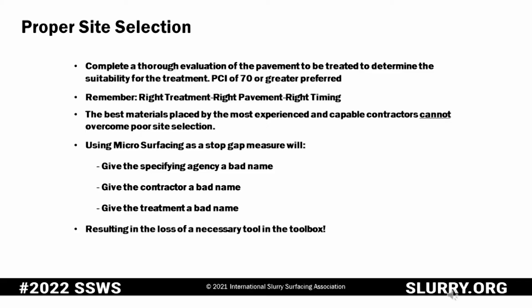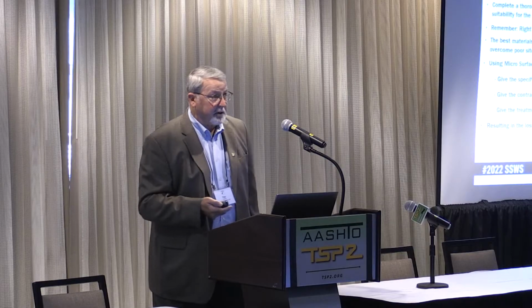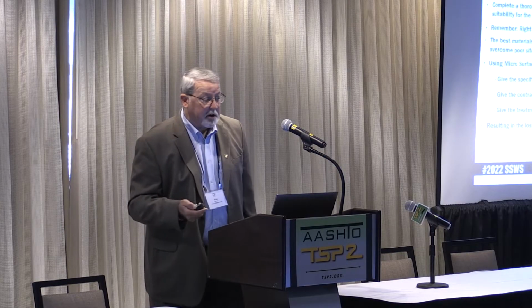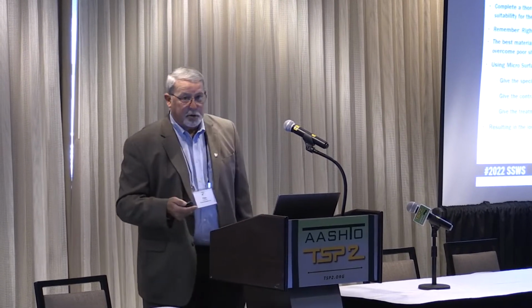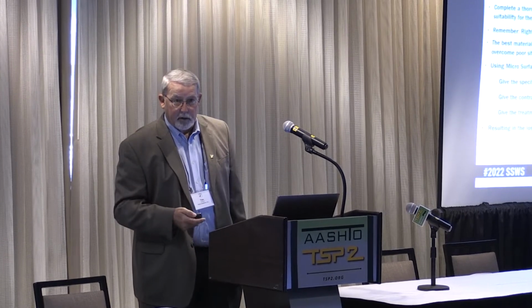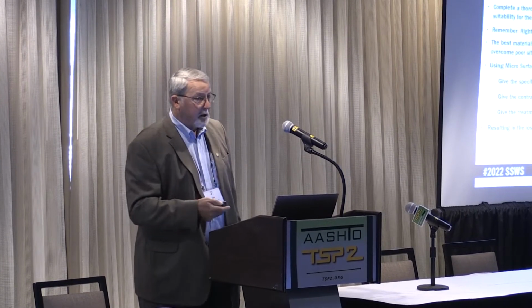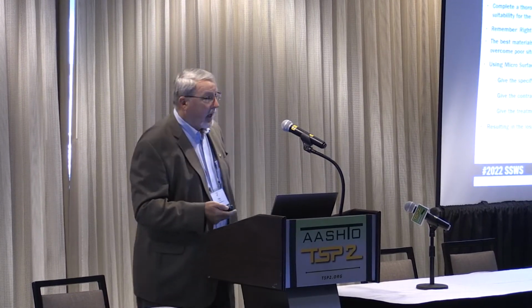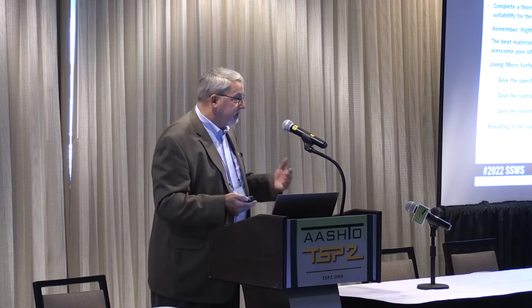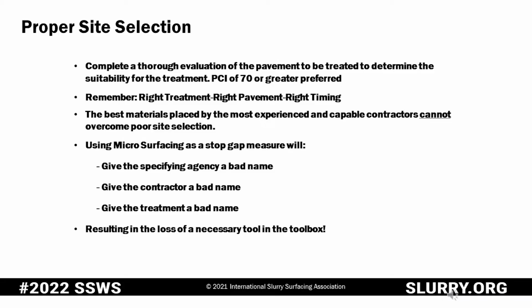Proper site selection. It is important, as you guys know, you have to have a complete and thorough evaluation of the pavement that's to be treated to determine the suitability of the treatment. For microsurfacings, roadresource.org is a source here. We like to see PCIs of 70 or above. If you go below those, you need to start considering some combination treatments. You're going to be looking at a little bit more expensive endeavor because of the preparatory work that you have to do to those pavements before they receive the treatment. And you always have to go at it with the thought of right treatment, right road, and the right timing.